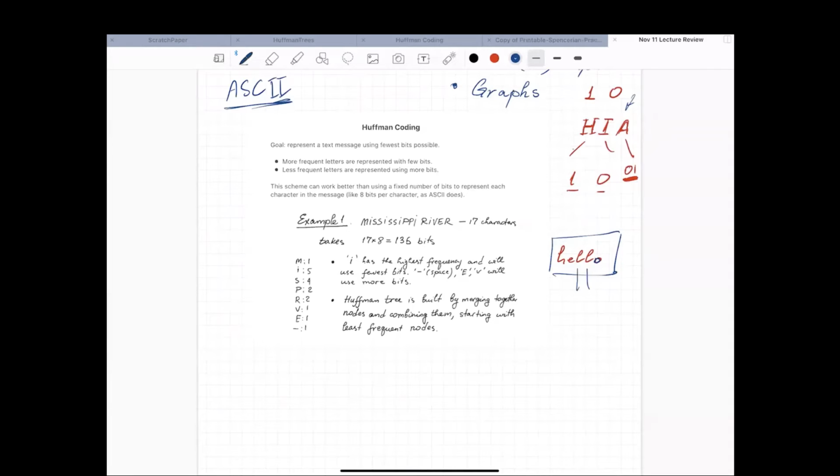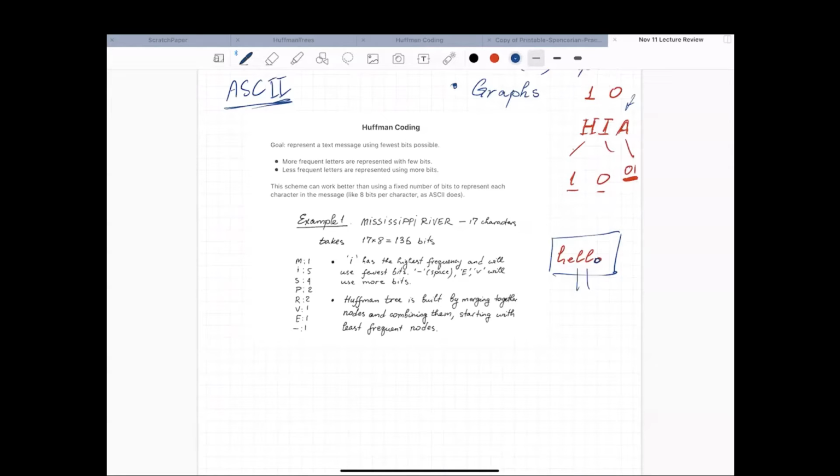Sending English text. In English text, the letter E occurs way more frequently than the letter Z, for example, in just average English text. So the idea is, why not use fewer bits to represent the letter E, which is more frequent, than the letter Z, which is less frequent?